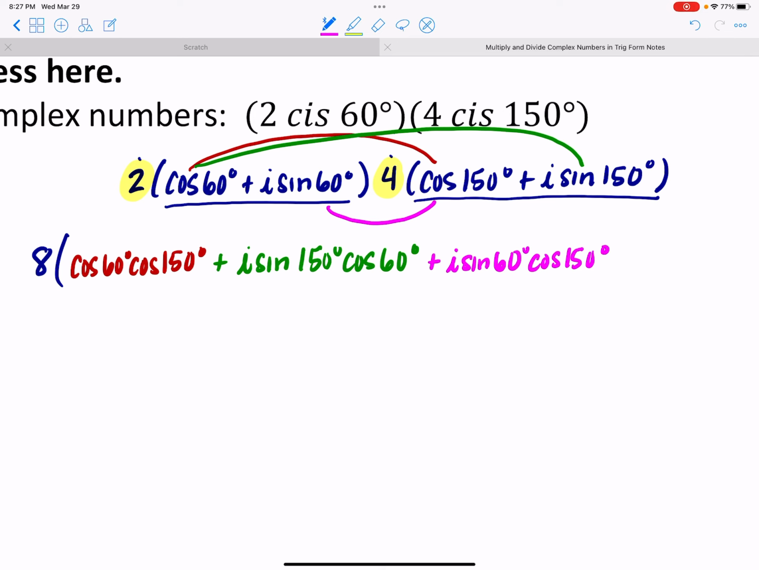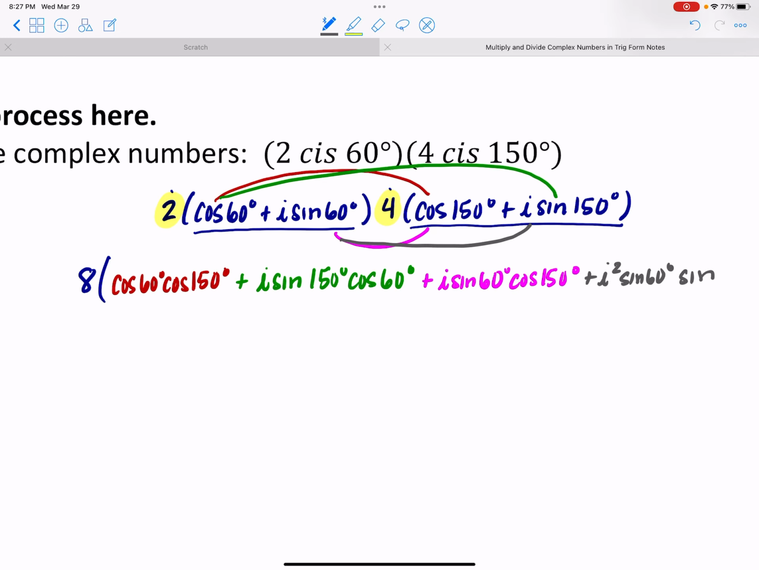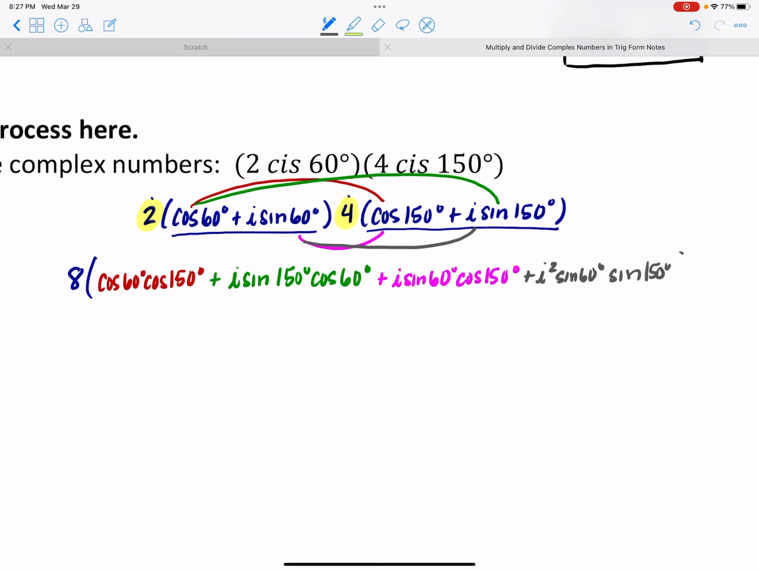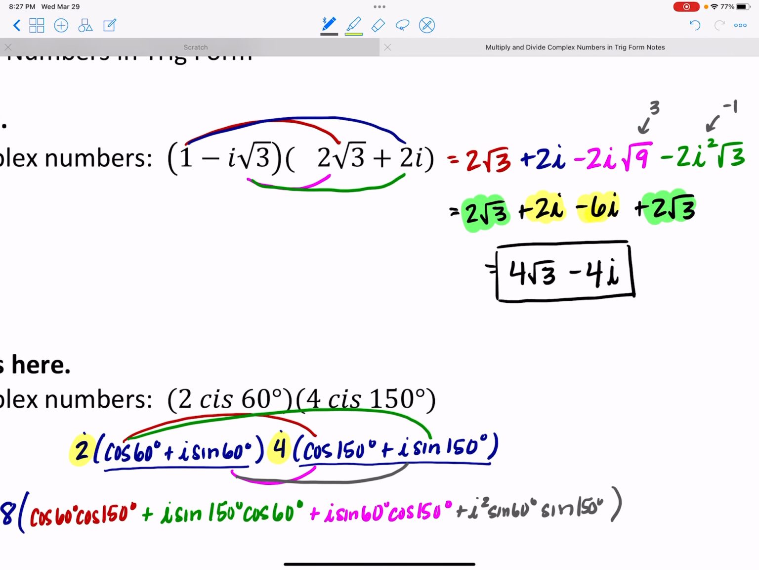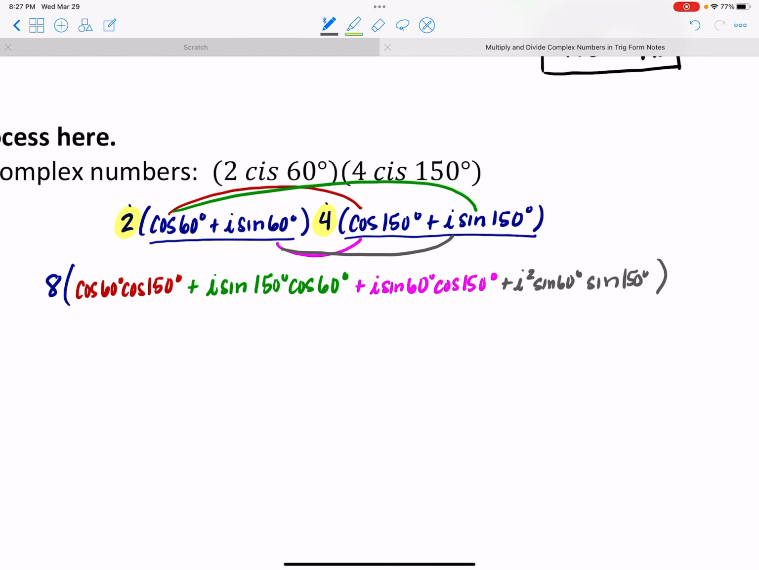And then finally, running out of colors, let's go gray, multiply here. So I times I is going to give me an I squared. And then I have sine of 60 and sine of 150. How are we doing on space? Good. Okay, so there it is. Multiplying those two binomials produces the four terms, just like up here, multiplying two binomials produces those four terms using our product rule 4 times.